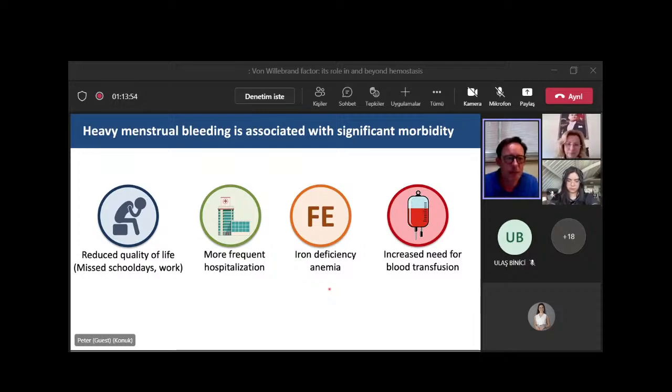And why is it important? Because when you have these heavy menstrual bleedings, that is associated with a significant morbidity. There is the reduced quality of life, you miss school days, you miss work. It's known that there is more frequent hospitalization, there is an iron deficiency because of the bleedings, and there is an increased need for blood transfusion.